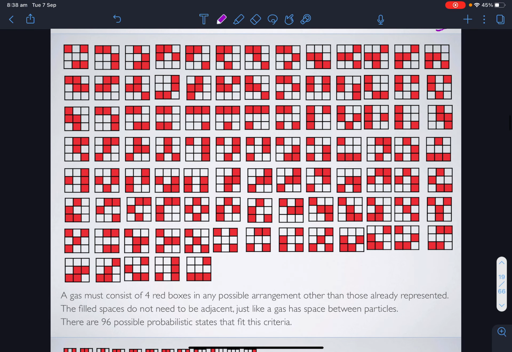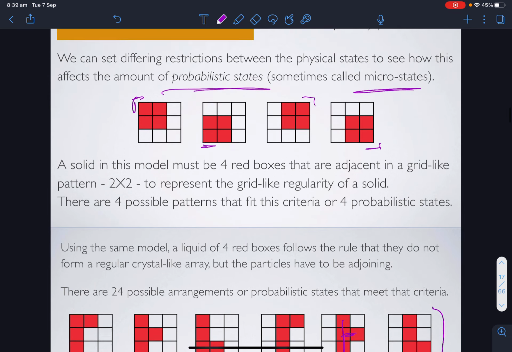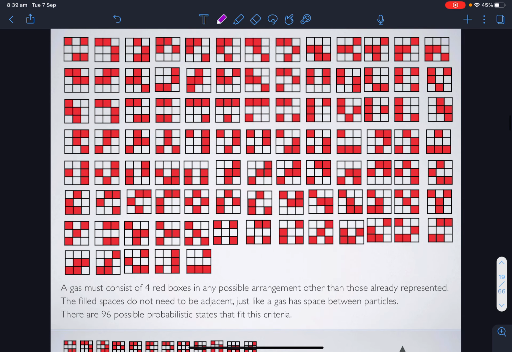Look at this. I've made gases. Here I'm trying to model using my same ideas, but I'm modeling a gas and I've let go of all the rules. I just need 4 boxes that are coloured in that are not solids or liquids, and it gives me many, many more possibilities. Look at these: 96 more possibilities there. So as a gas, you've got a lot more randomness because there are a lot more ways to rearrange it. Just within my 2-dimensional model, where I've put some simple rules in, I can see and demonstrate entropy and why the relaxed rules of gases end up with more probabilistic states.